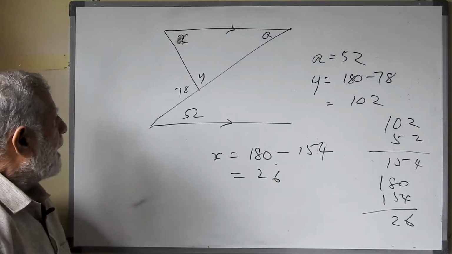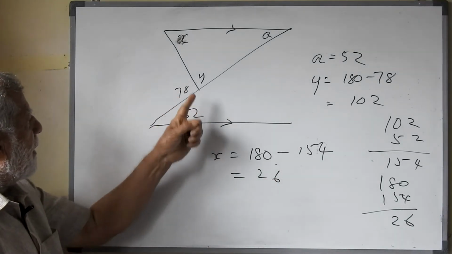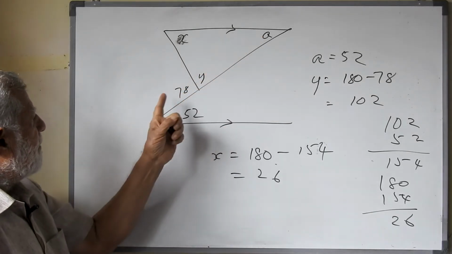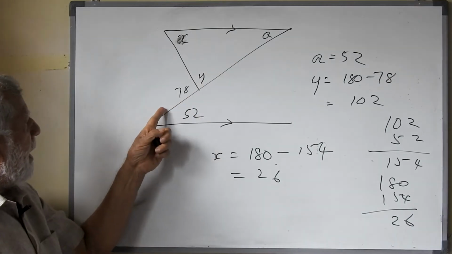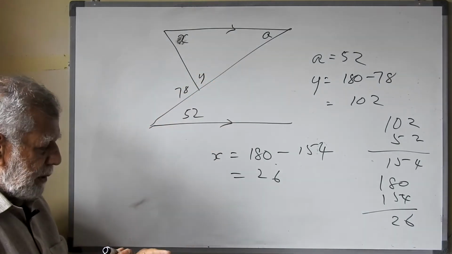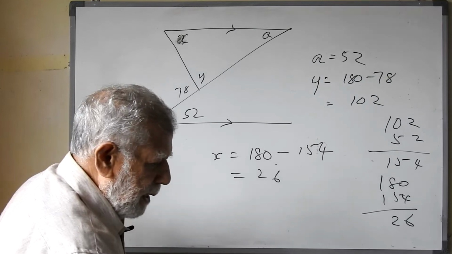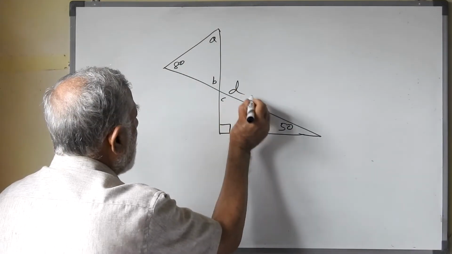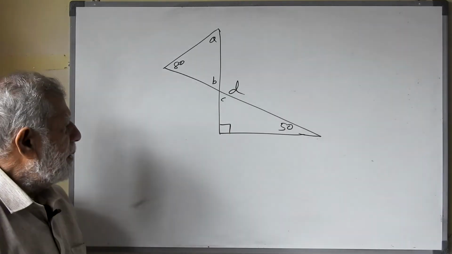So we have found out all the angles here. How? First of all, the alternate angles A and 52 are equal. Then we have angles on a straight line, and then we have angles in a triangle. All three rules are coming into effect. We will take another example, C and D. So all these angles you can easily find out.